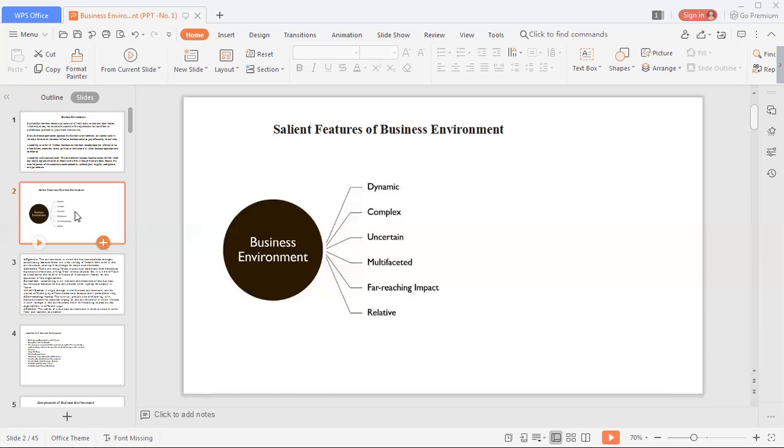And last but not the least, the business environment is multifaceted. The impact of change in the prevailing business environment brings opportunities as well as threats. It may be viewed differently by different individuals depending upon their ability to foresee the future. So these were a few salient features of the business environment.